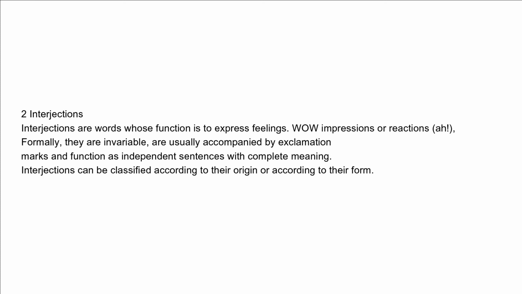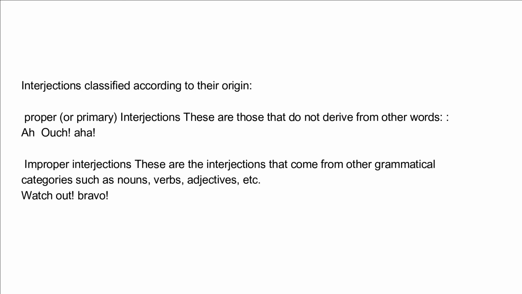2. Interjections. Interjections are words whose function is to express feelings, impressions or reactions. Formally, they are invariable, are usually accompanied by exclamation marks and function as independent sentences with complete meaning. Interjections can be classified according to their origin or according to their form. Interjections can be classified according to their origin.